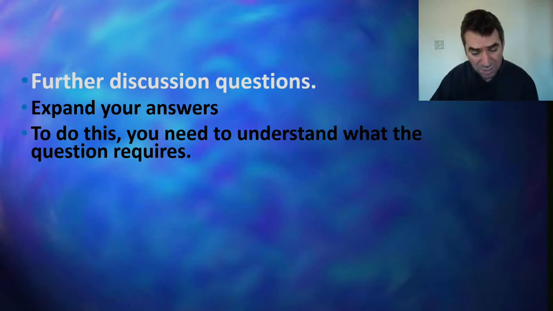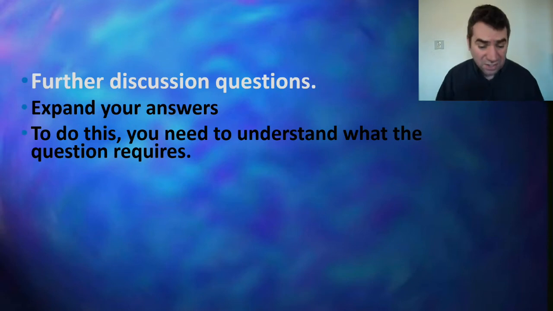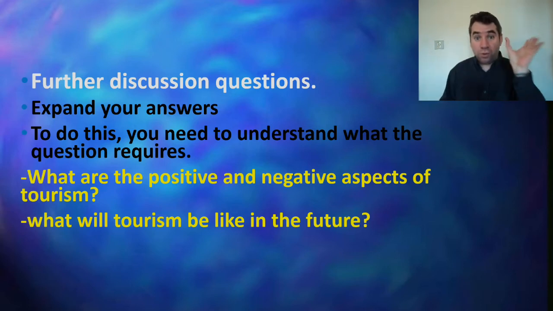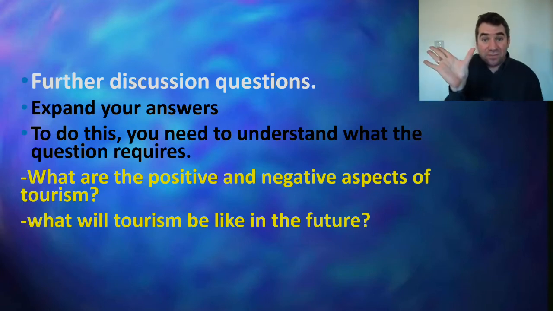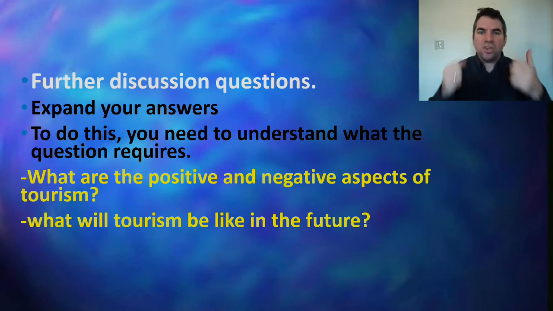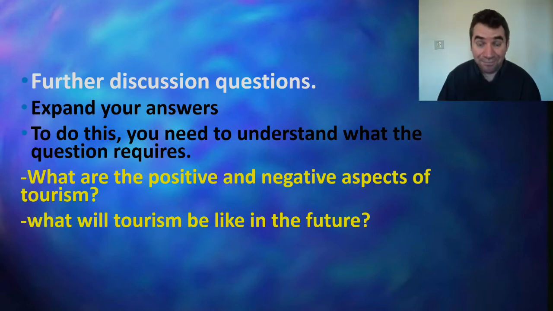Let's have a look at these questions, for example. If you're asked, what are the positive and negative aspects of tourism? That's very simplistic for this level, but anyway, it's clear here you have to talk about the positives. So talk about 2 or 3 positives. And the negatives, talk about 2 or 3 negatives, not just 1 and 1. Yeah, go for it. Impress the examiner. This is the only chance you got.